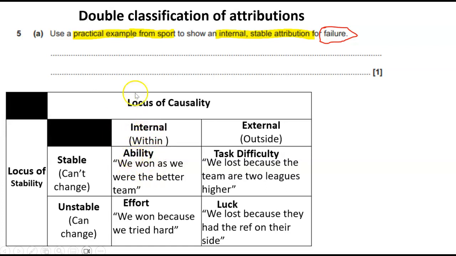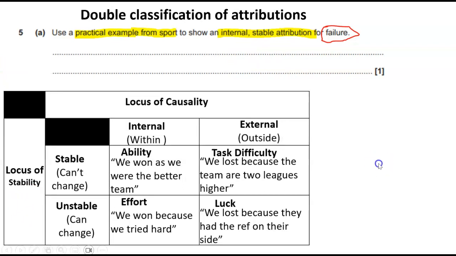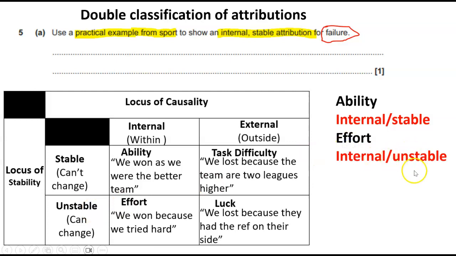So in terms of how you would respond to these type of things, what are we looking to do? So if we look back onto here, how do we double classify attributions? So let's have a look. We've already had a look at ability. So we know that ability, if we're going to double classify the type of attribution, will be internal and stable. So if we go down now and have a look at effort, as we can see down here, effort comes under the internal and then unstable. So that means that it comes from within us, but we can change it.